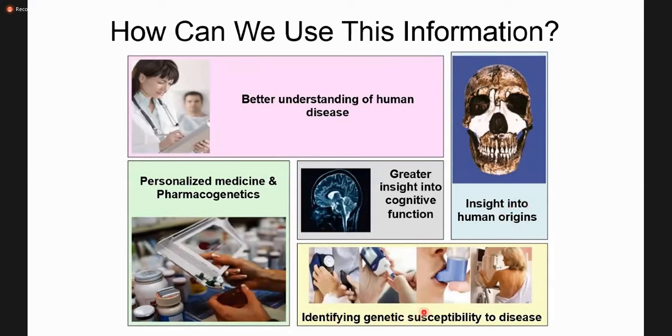identifying genetic susceptibility to the disease, as some of the students identified it correctly, that we can identify genetic susceptibility to the disease, for example breast cancer, for example hypertension, for example diabetes mellitus. So we can understand the role of genetics in identifying genetic susceptibility to the disease.